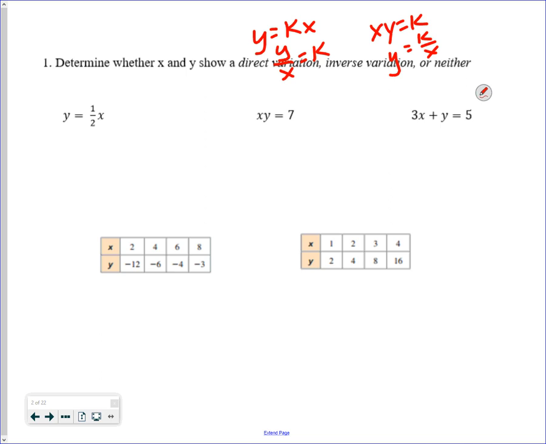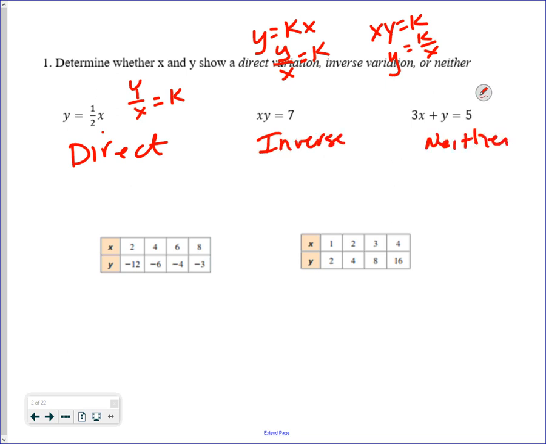So in the first one here, that is actually a direct variation, because again, if you wanted to solve it for the k value, you'd have y over x equals k. The second one is multiplying, so that is an inverse variation. And the last one is actually a neither variation. Now it's a little bit harder when you're looking for, if I multiply the x and the y together and it's a constant value, that would be an inverse variation. If you divide the y and x and get a constant value, that would be a direct.